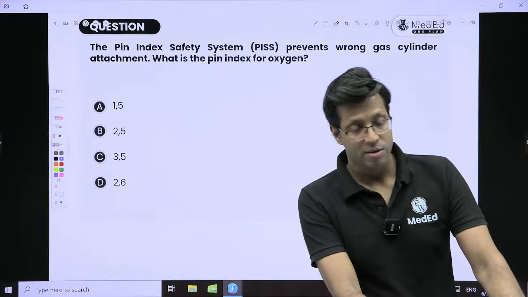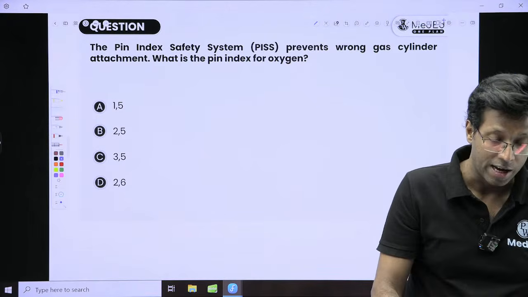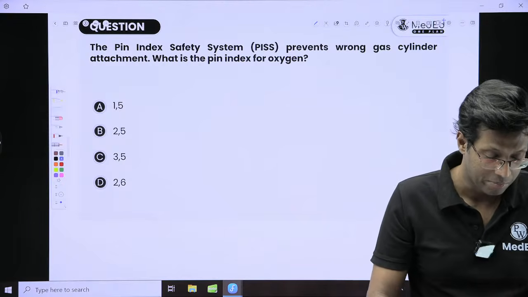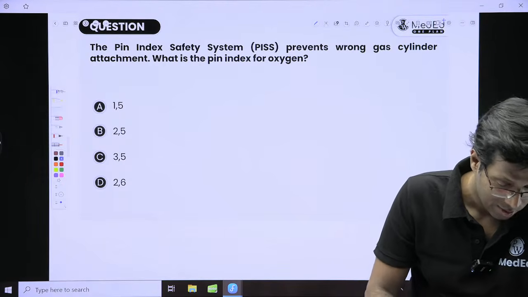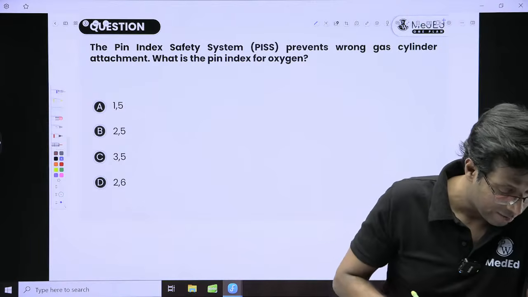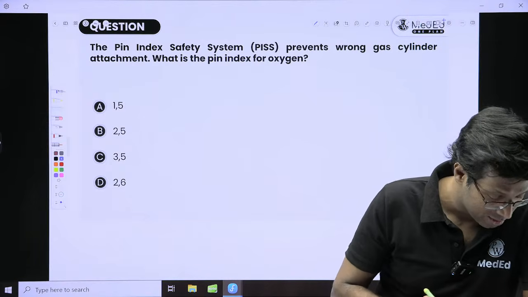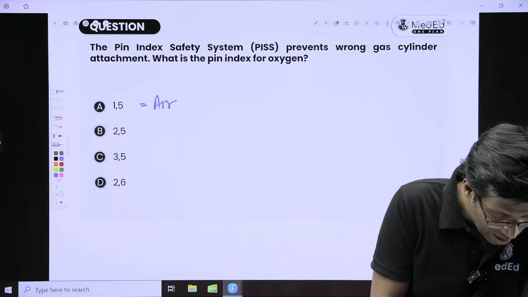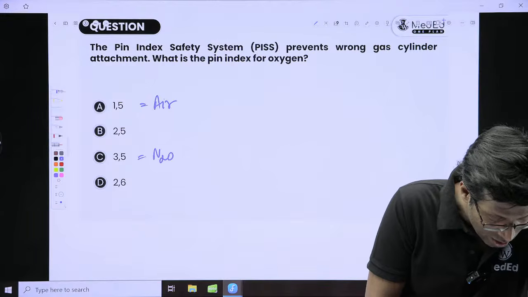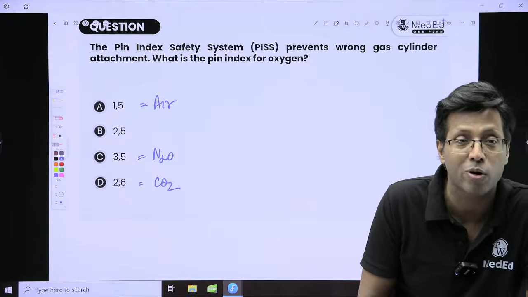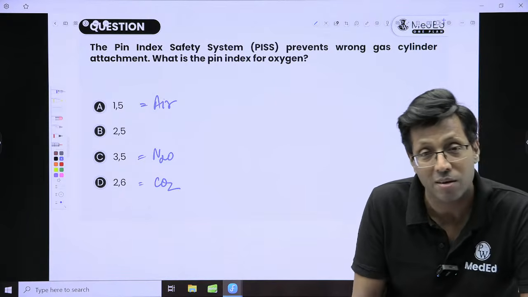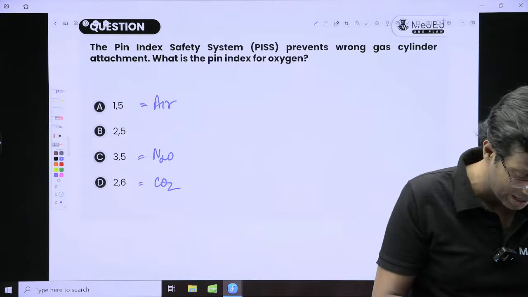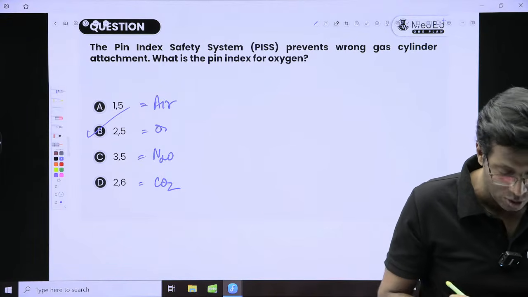Pin index safety system prevents the wrong gas cylinder attachment. What is the pin index for oxygen? Very, very simple. All of you know the answer. Oxygen: 15, 25, 35 or 26. 15 is for what? 15 is air. 35 is what? Nitrous. 16 and 26 is carbon dioxide. So what is the correct answer here? Everyone knows the answer. All of you have said it correctly. Yes, it is 25, which is oxygen.